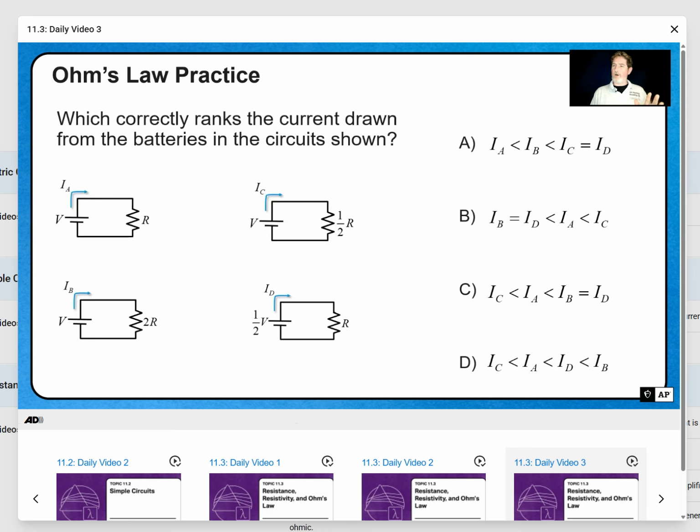Go ahead, pause the video, take a moment, try and figure out what the order is for ranking the different currents drawn from the battery. We're going to go ahead and use Ohm's law to try to identify what the current is relatively. We don't have any numbers. We can't plug anything in. We do have some information.